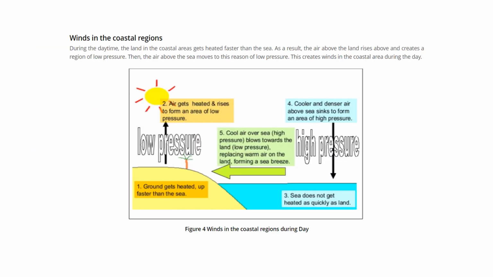So coming to the winds in the coastal regions. So basically during the daytime, the land in the coastal region gets heated up faster than the sea.